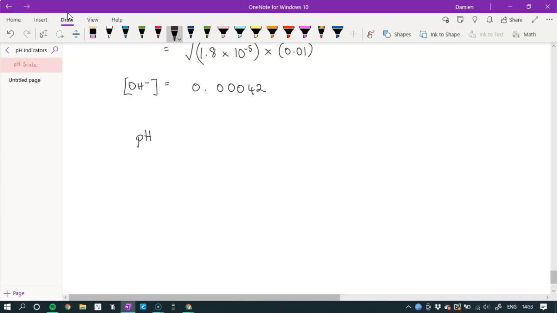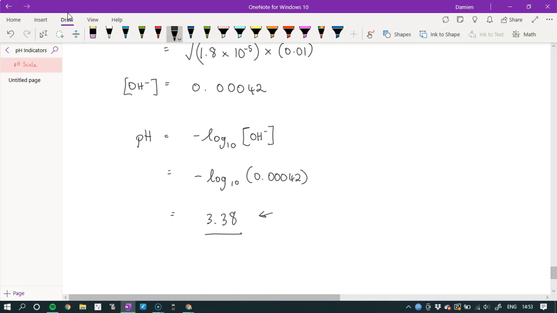And again, this question is asking us to find the pH, so it's not enough just to have that. So pH is minus log to the base 10 of the hydrogen ion concentration, but we're dealing with a base, so the hydroxyl concentration, but it's done the same way. It's minus log to the base 10 of 0.00042. So that's going to give us a pH value then of 3.38.